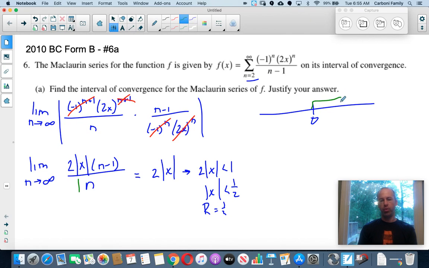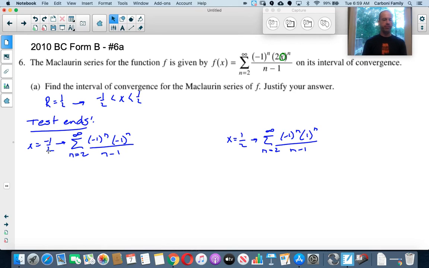So now I know that my center of this series is 0, and my radius of convergence is 1/2, which means I can go 1/2 a unit in each direction. And for everything between negative 1/2 and 1/2, I'll converge. What we now have to do is test those endpoints. And so we will simply replace the x with a negative 1/2 and a 1/2 and determine if this series will converge at either of those endpoints.